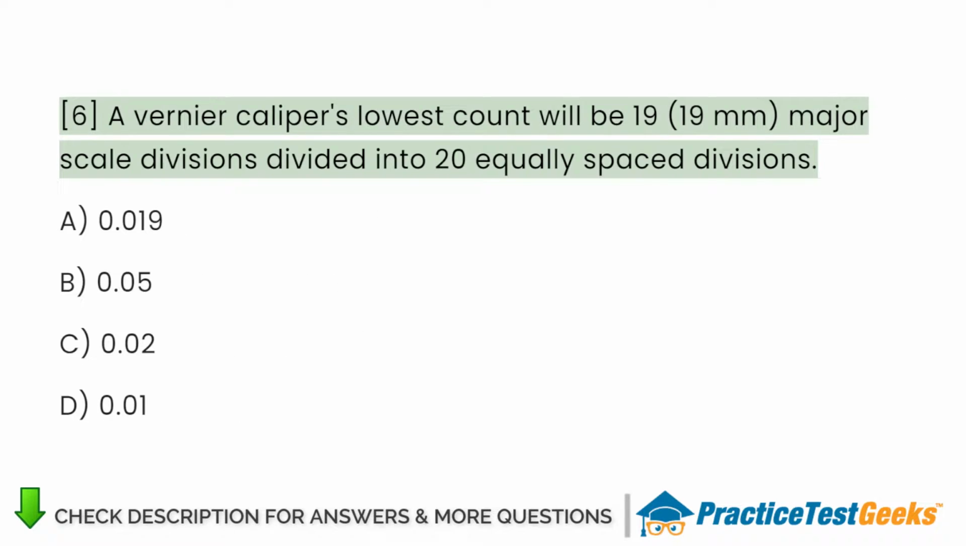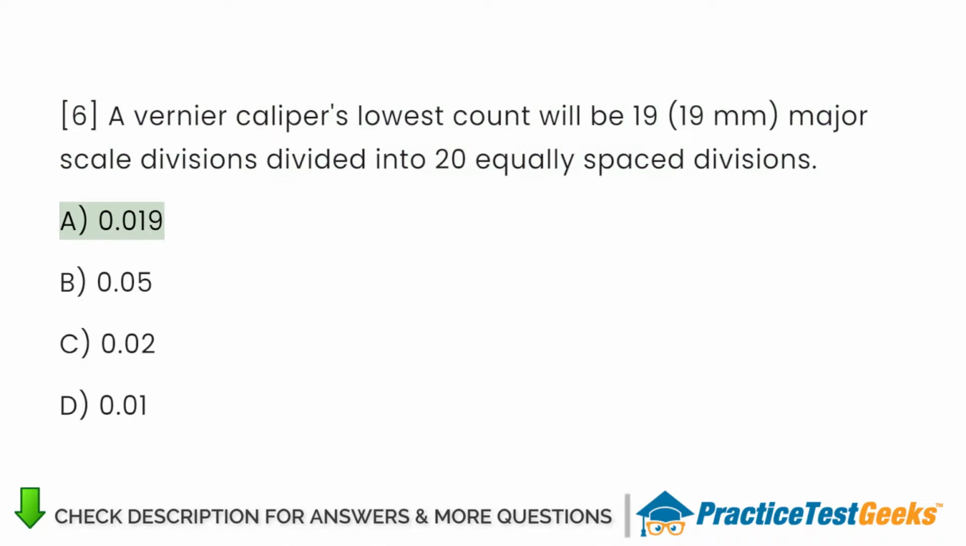A vernier caliper's lowest count will be? 19 millimeters, major scale divisions divided into 20 equally spaced divisions. A. 0.019. B. 0.05. C. 0.02. D. 0.01.